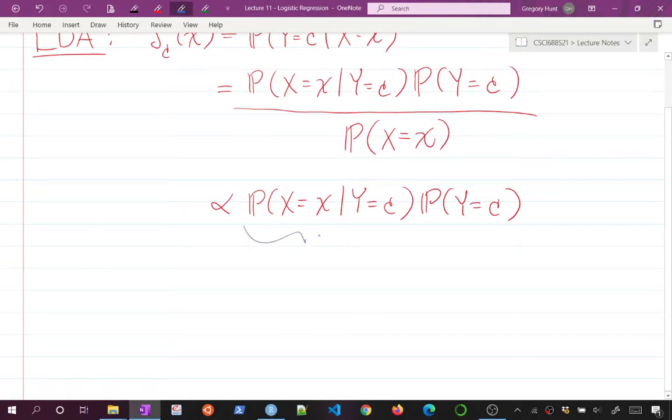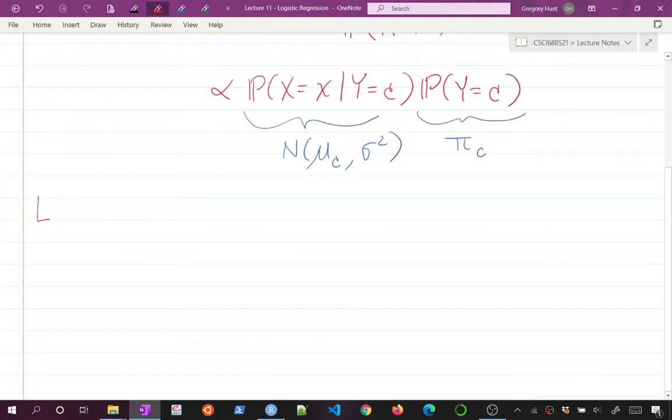And of course, we had modeled this first part as normally distributed with a mean mu that depends on the class, so we'd call it mu c, and a variance sigma squared that was shared among the classes. And we had just modeled this as some kind of arbitrary discrete distribution, so we're just going to call it pi c. And you could relax the assumption of the equal variances. That would give you what's called QDA. But today we want to talk about another method, which is called logistic regression.